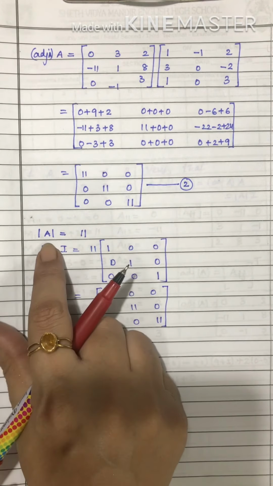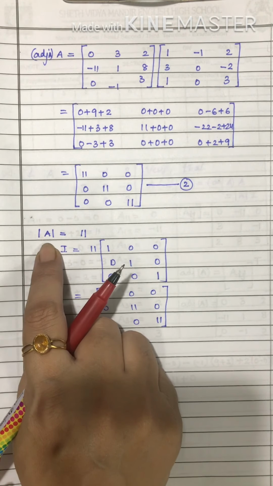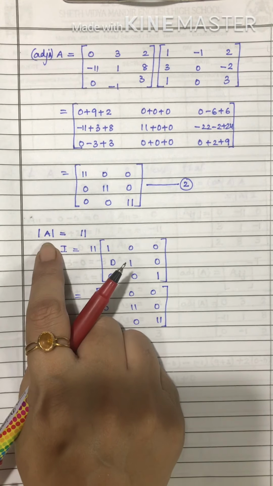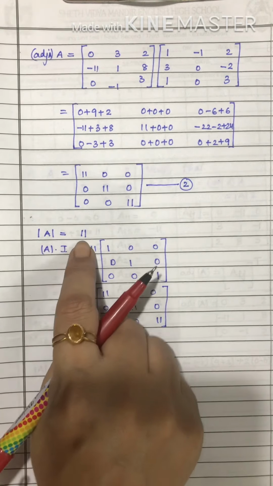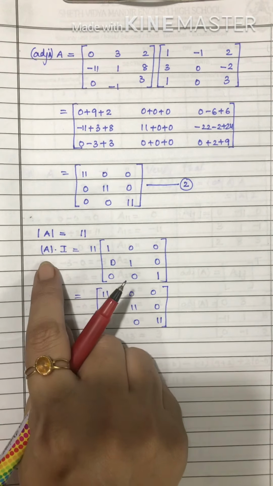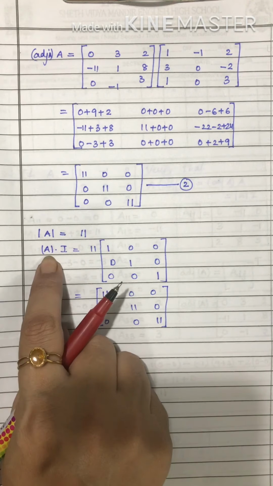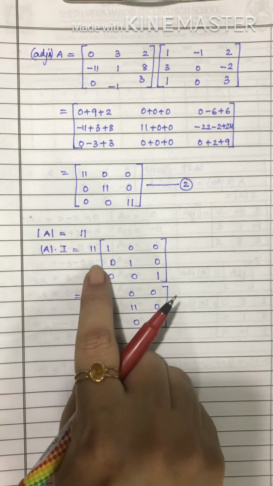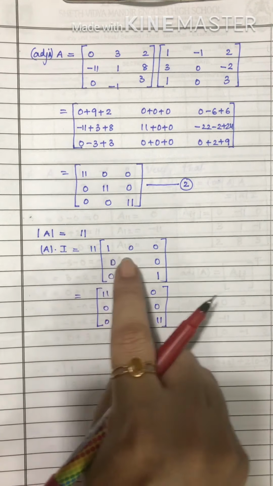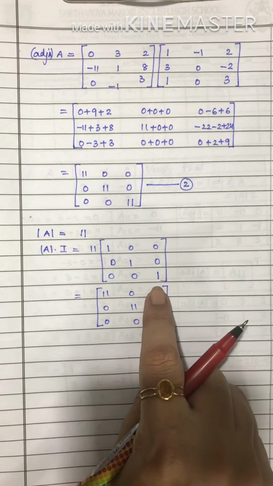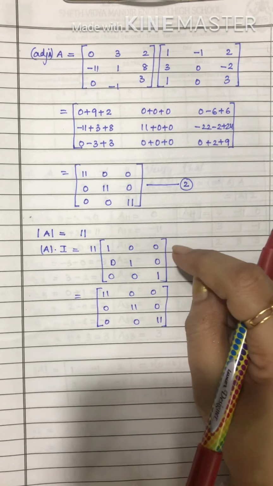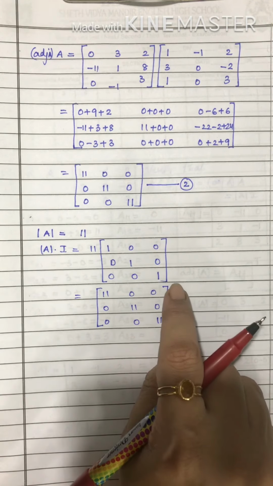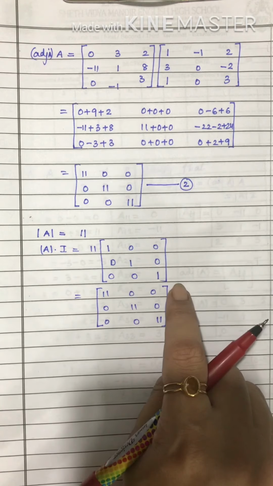Next is the determinant of A, which we already solved at the beginning of the sum. We got it as 11. I have written it directly here. Then we need to find the product of the determinant of A and the identity matrix. So I have written it this way, 11 into the identity matrix. Since we are working with 3 by 3 order matrices in this sum, we will take the identity matrix of order 3 by 3.